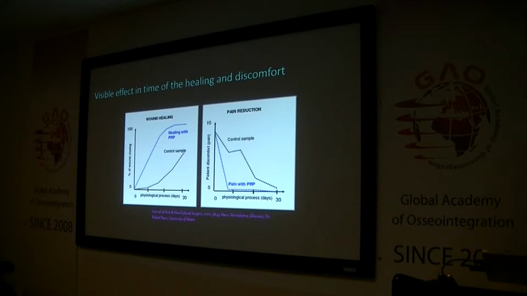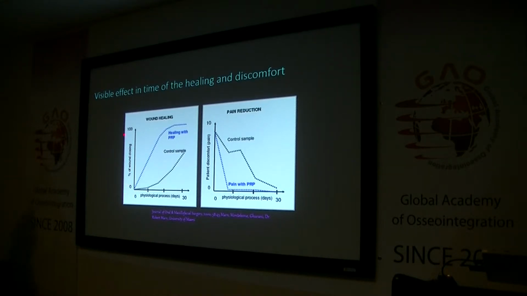Now, a couple of studies here show the use of growth factors. They're using PRP. So here we have the percentage of wound closing and time. The control sample is without any growth factors, and the other is patients with growth factors. See how quickly they heal? Exponential. And what about pain reduction? Patients with pain with the growth factor, and patients without it. See how quickly it reduces?